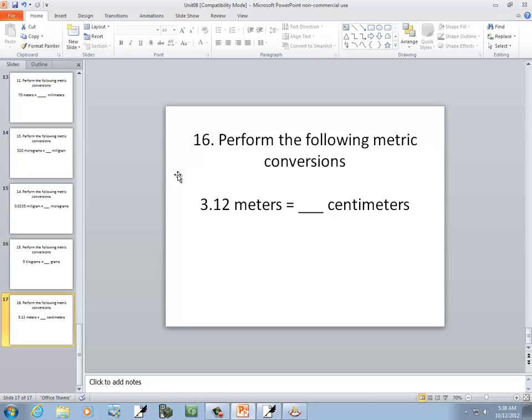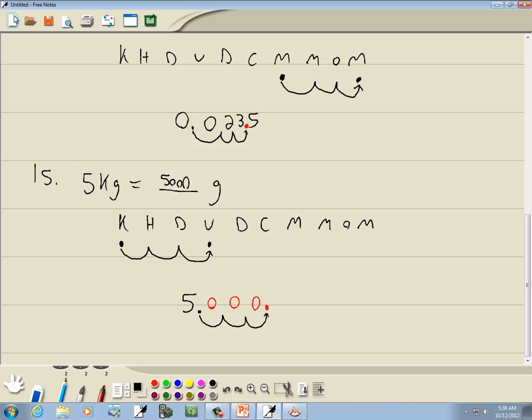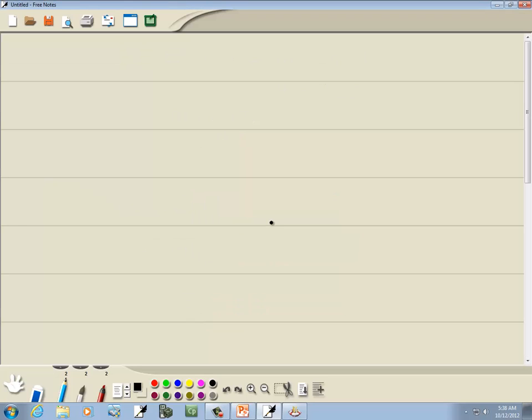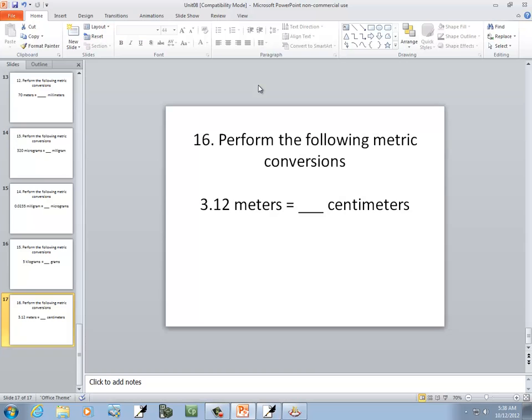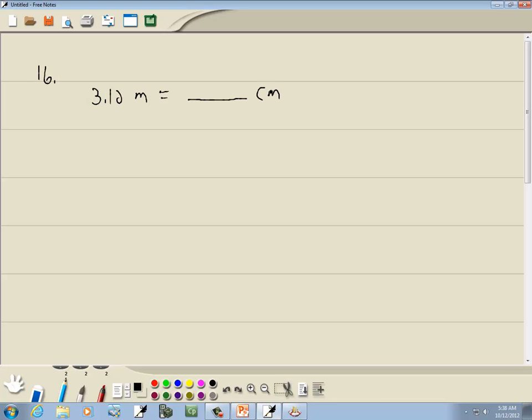And last problem, let me start a new page. 3.12 meters. And we want to convert that to centimeters. King Henry doesn't usually drink chocolate milk, Mom. Well, this is meters, which is our unit, which is right here. We want to go to centi, which is right here. So go 1, 2 places to the right.